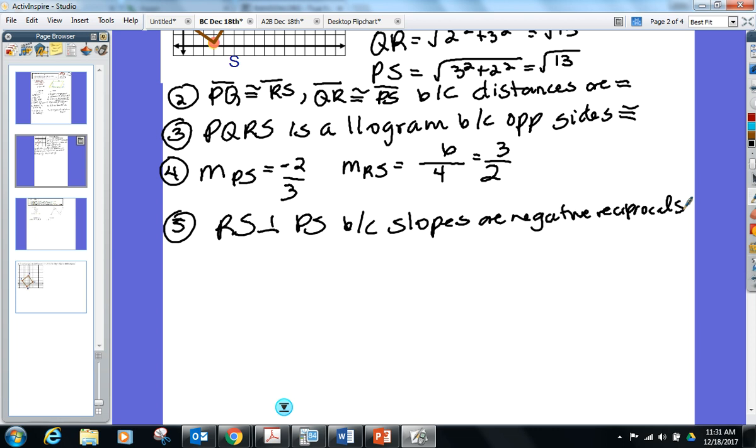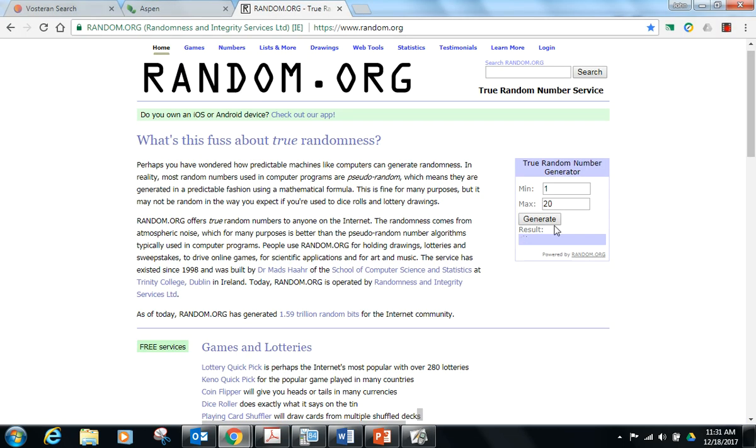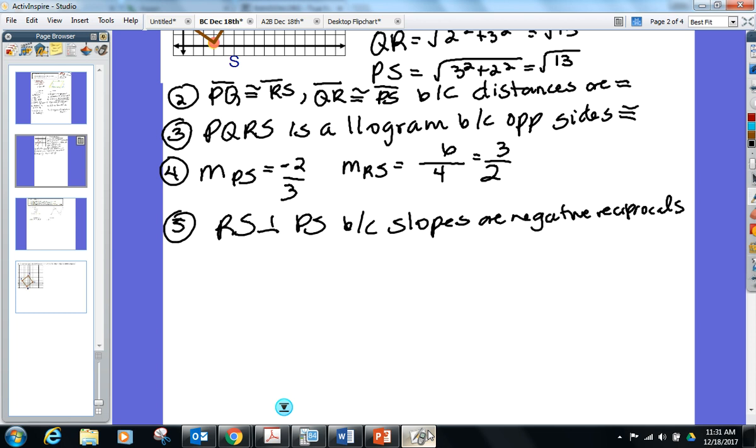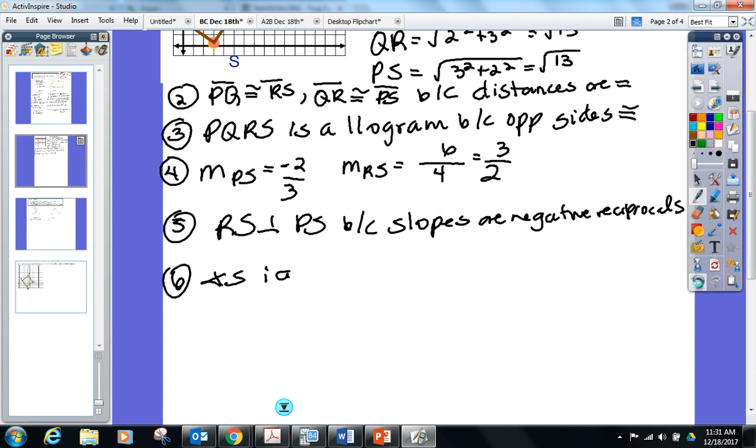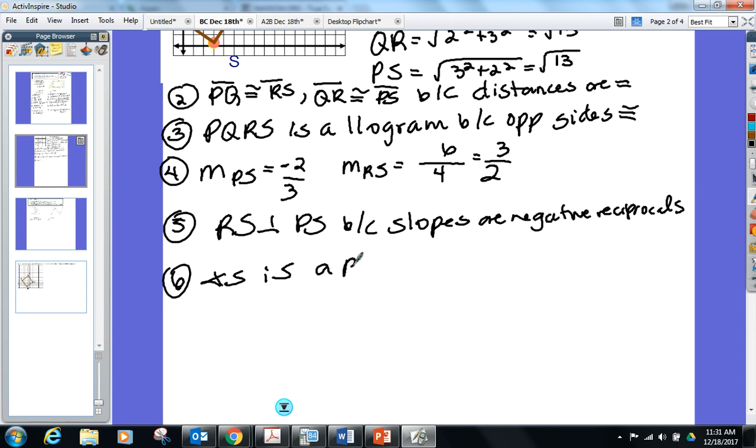If I have perpendicular lines, what do I have? A right angle. Specifically where, though? You can't just name anything. Where's my right angle? Angle S is a right angle. Why, Nick? Just like we usually write: angle S is a right angle because perpendicular lines form right angles.